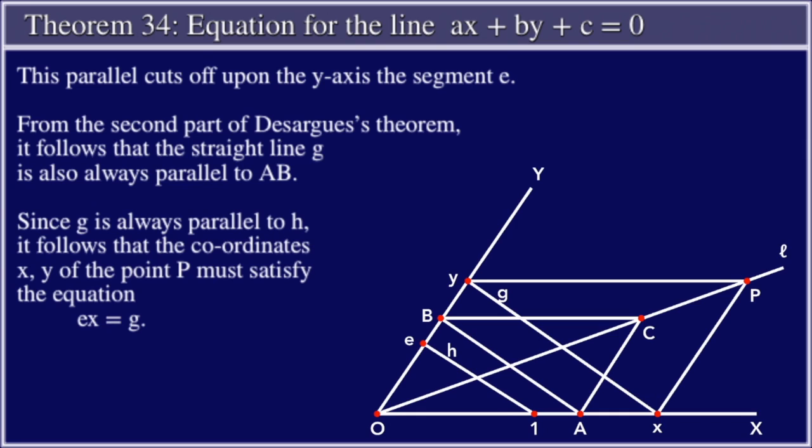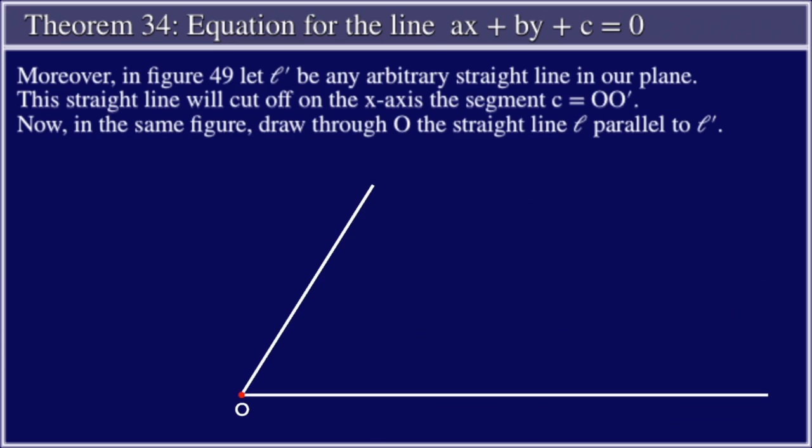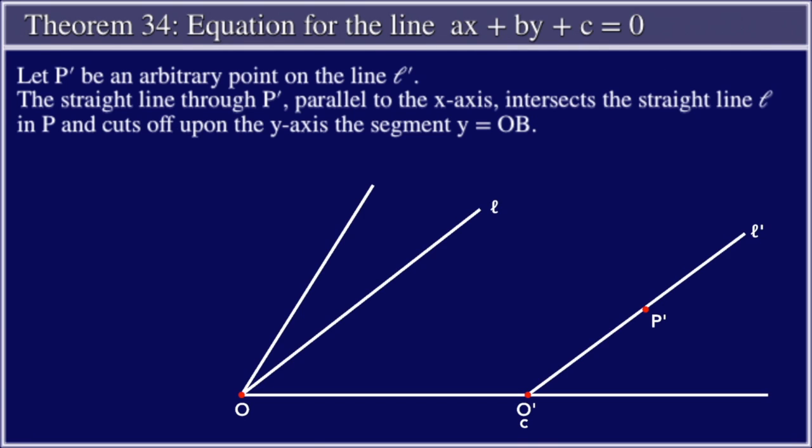equation Ex equals y. Moreover, in figure 49, let L' be any arbitrary straight line in our plane. This straight line will cut off on the x-axis the segment c equals OO'. Now, in the same figure, draw through O the straight line L parallel to L'. Let P' be any arbitrary point on the line L'. The straight line through P' parallel to the x-axis intersects the straight line L in P and cuts off upon the y-axis the segment y equals OB.